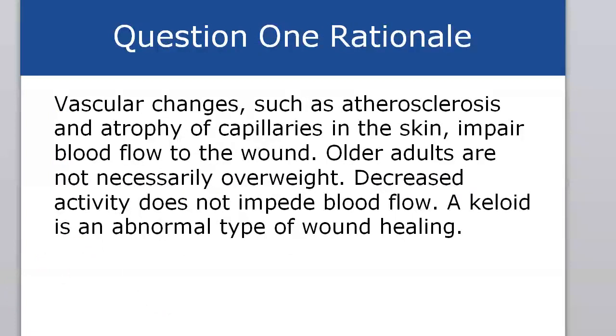And the rationale behind that question is vascular changes such as atherosclerosis and atrophy of capillaries in the skin impair blood flow to the wound. Older adults are not necessarily overweight, and decreased activity does not impede blood flow. And a keloid is an abnormal type of wound healing. Remember, that's what we call basically a scar tissue. Okay? Good job, everyone.